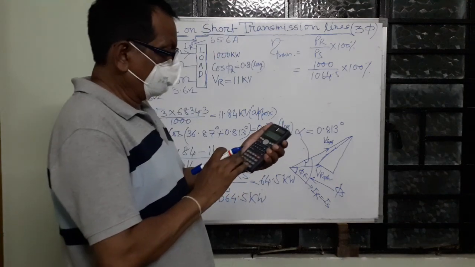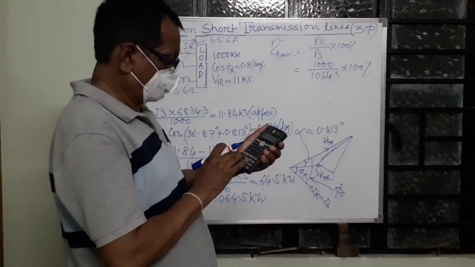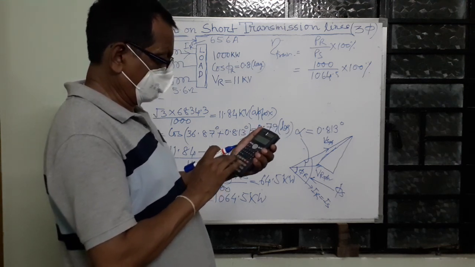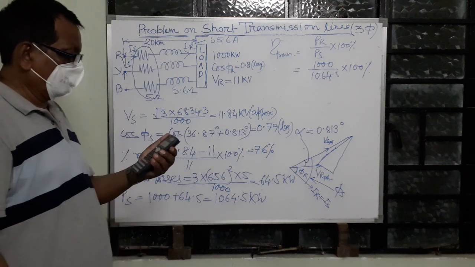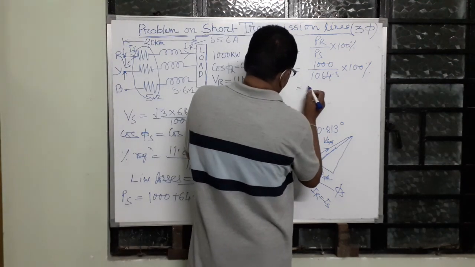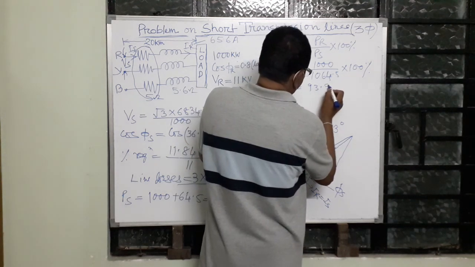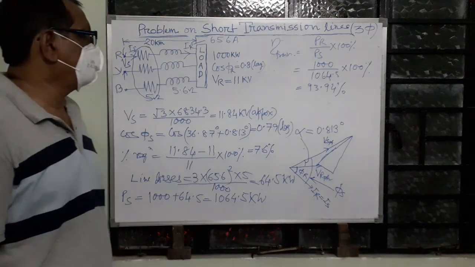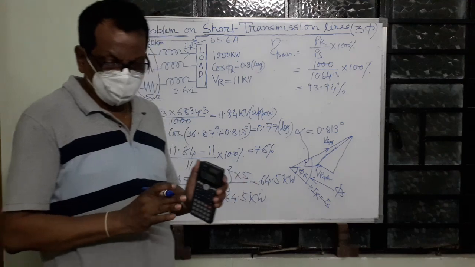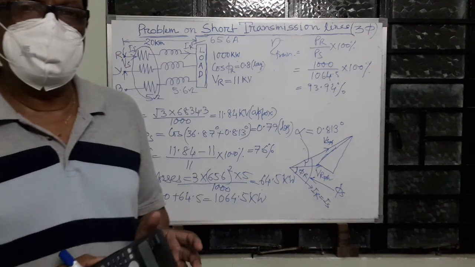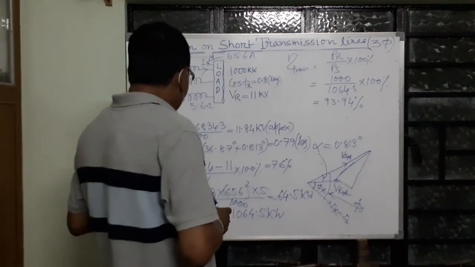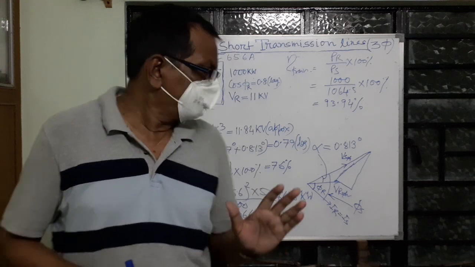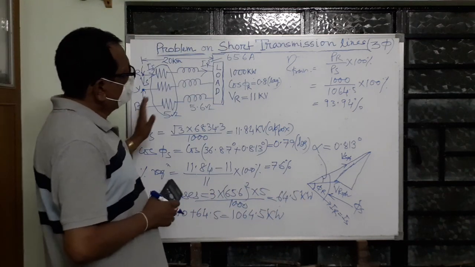So 93.94%. So the transmission efficiency is about 93%. Remember one thing: the lower the voltage regulation, the better, and the higher the transmission efficiency, the better. I think you will understand all the lines.